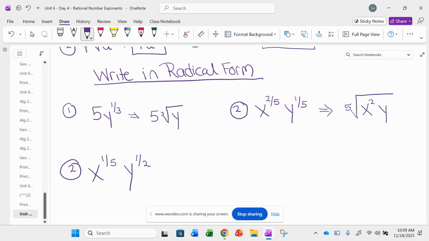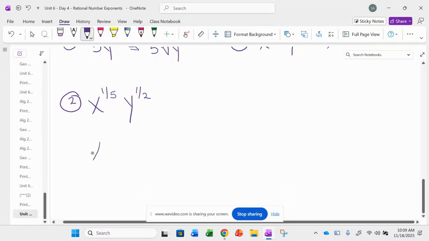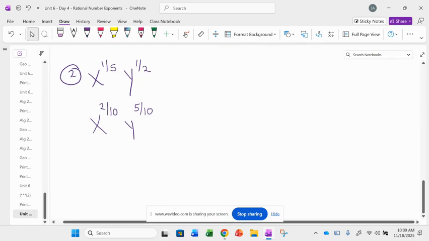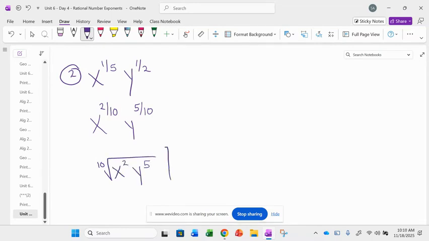So what I'm going to do is find the common denominator of 5 and 2. What's the common denominator for 5 and 2? 10. So this is going to be x to the 2/10, right? 1/5 is the equivalent of 2/10. And then y to the 5/10. Now, do they have the same index? Yes. So now I can write the 10th root of x to the second, y to the fifth. And that's how we would put it under one radical.